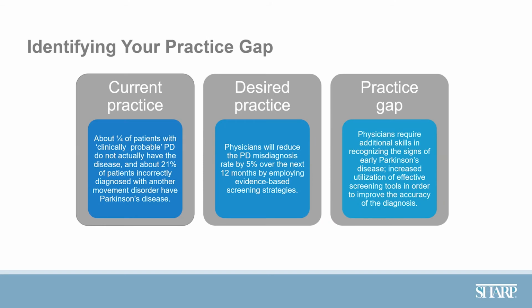Here's an example of how to identify a practice gap. As can be seen, we start by observing the current practice. In this example, the current practice is as follows. Currently, about 1/4 of patients with clinically probable Parkinson's disease do not actually have the disease, and about 21% of patients incorrectly diagnosed with another movement disorder have Parkinson's disease.